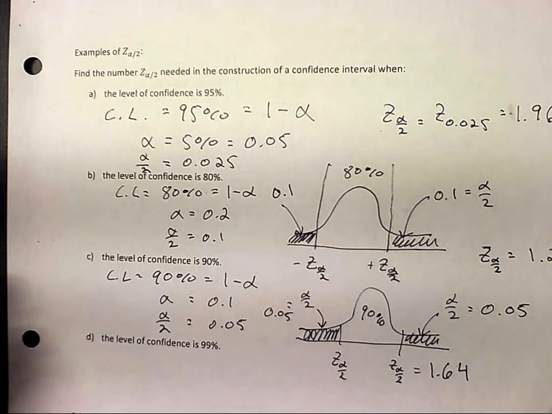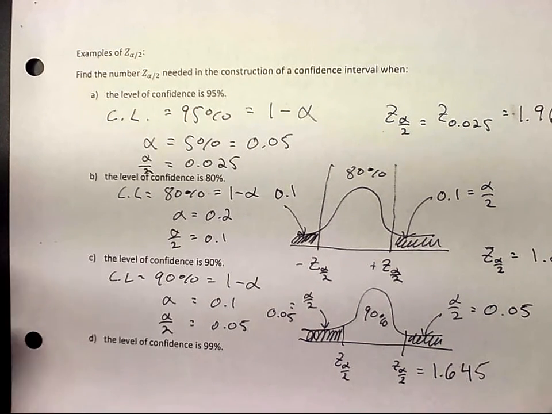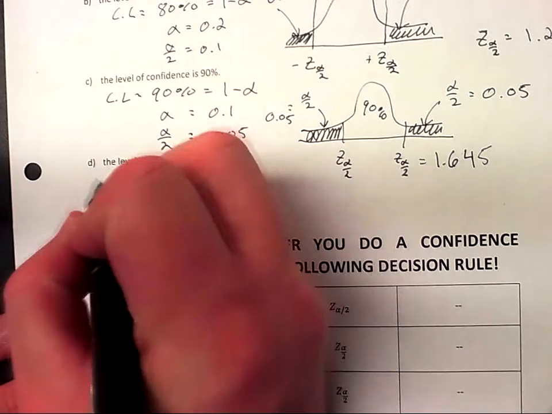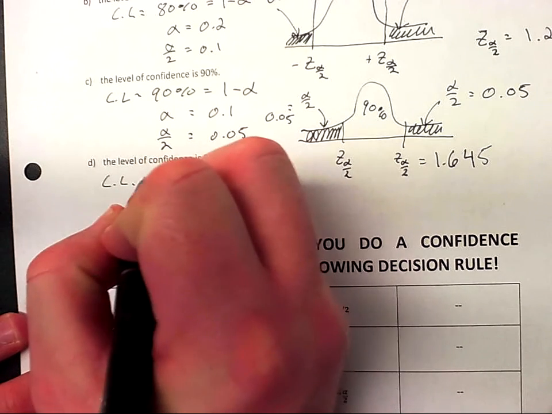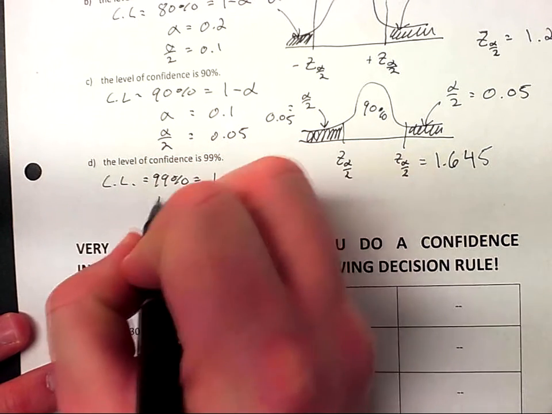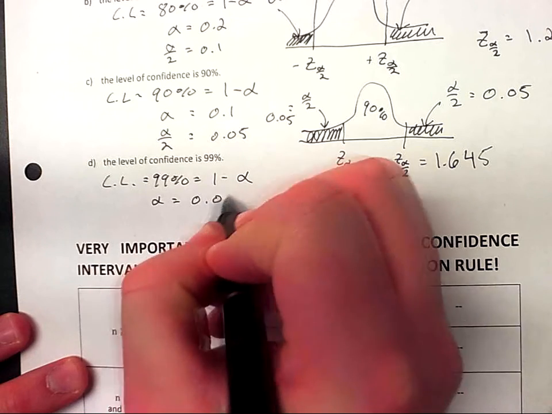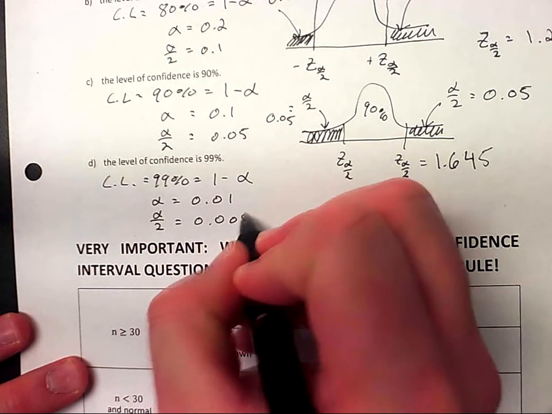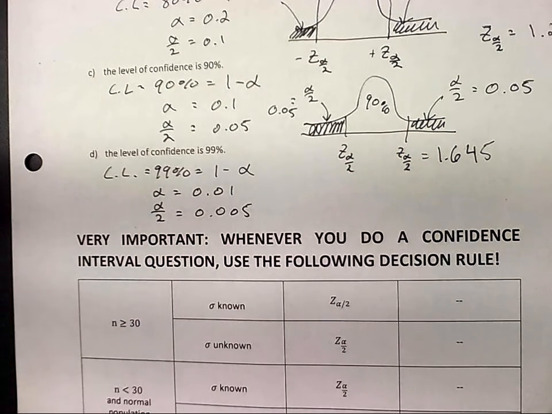So everybody's good with 1.645? All right. Then I think you're starting to feel pretty comfortable with these. Let's do this last one together. You have a confidence level of 99%, which is going to give us 1 minus alpha. So therefore, alpha is equal to 1%. Alpha divided by 2 is equal to 0.005, or a half of 1%.